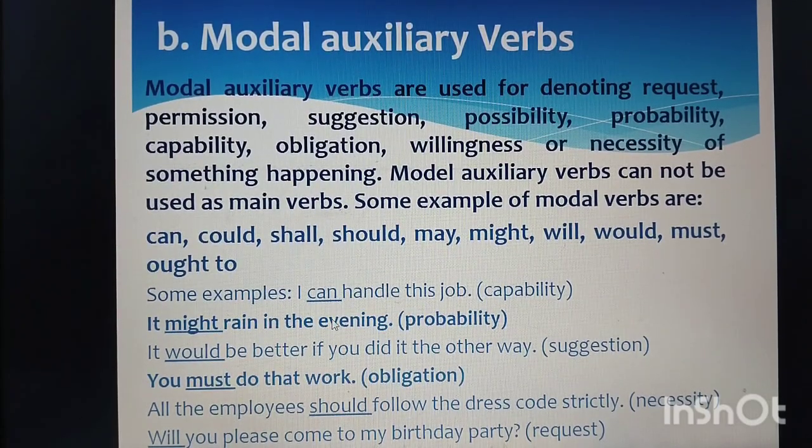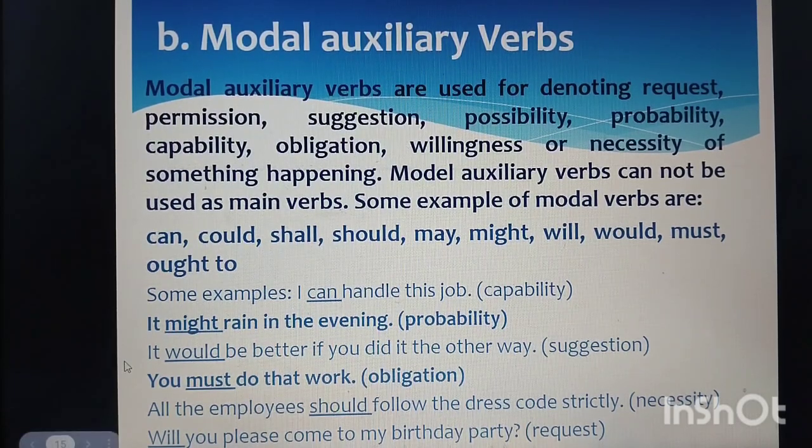They are only used as auxiliary verbs, and they can give a request. They can denote request, permission, suggestion, possibility, probability, capability, obligation. So these things can be expressed by modal auxiliary verbs. You understand? The main function of modal auxiliary verbs is to denote these things: permission, suggestion, possibility, probability, capability, obligation, etc.